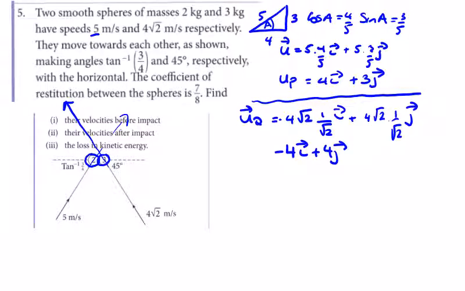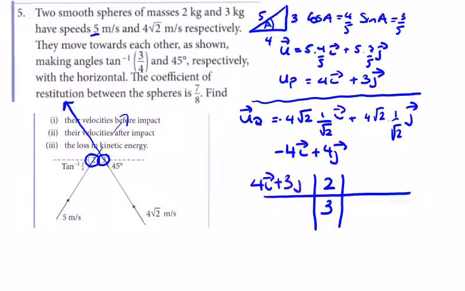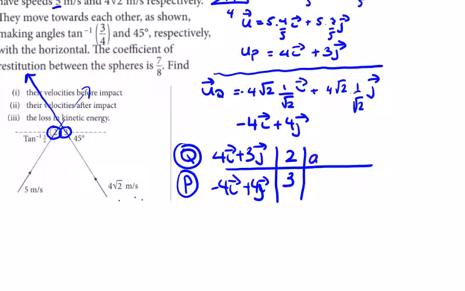So now we can have our table. We have masses of 2 and 3, and we have 4i plus 3j for p, and for q we have minus 4i plus 4j, and then afterwards we're going to have ai plus 3j and bi plus 4j. So if we apply our two formulas, we should be able to solve for their velocities after impact from what we have before.